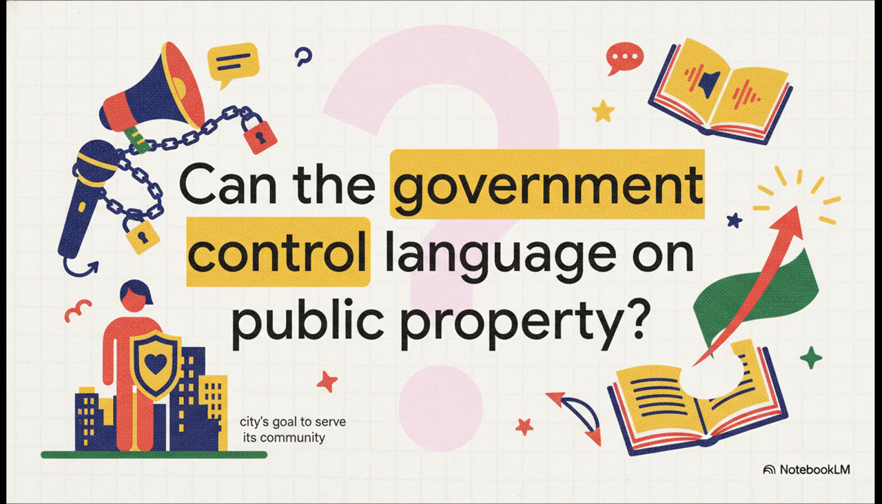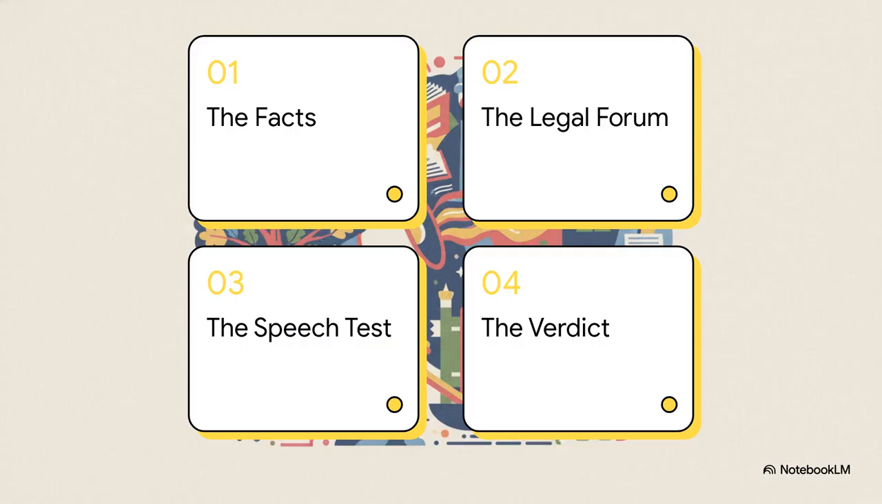At its heart, you've got this tension, right? A city trying to do right by its community versus a group's fundamental right to free speech. So to figure this out, we're going to follow a super clear four-part legal framework. Think of it like a roadmap. First, we'll get the facts straight. Then we'll figure out what kind of government property we're dealing with. After that, we'll put the city's rule through the right legal test. And finally, we'll get to our verdict.